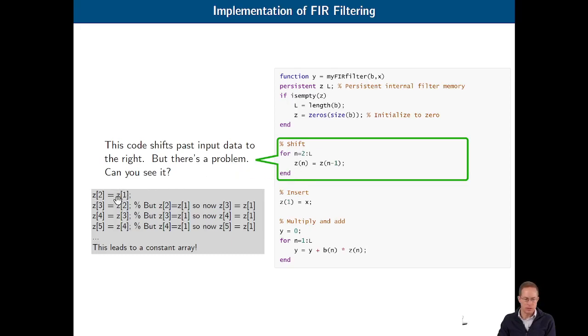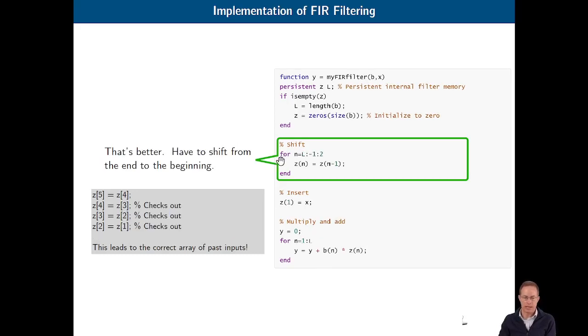Because notice what's happening here. We set Z2 equal to Z1, and then Z3 equal to Z2, but Z2 is already equal to Z1, so now Z3 is also equal to Z1. And if we repeat this process and carry out the for loop operation, this leads to an array that is constant. We've moved all of the values in the array, but we did it in the wrong order. We started at the beginning of the array. What we should have done is start at the end of the array. So we're going to write a for loop that decrements the index instead of increments the index. Everything else is the same, and it's going to work out.